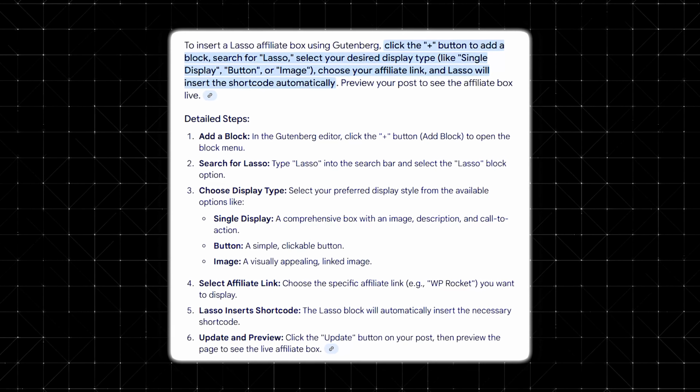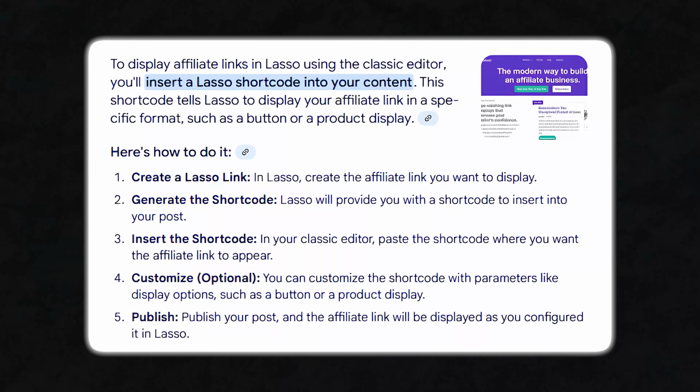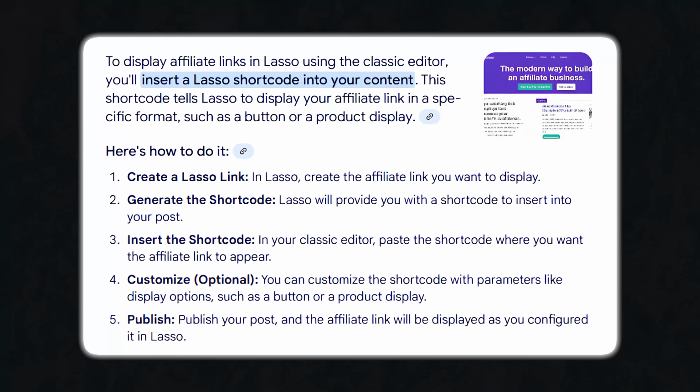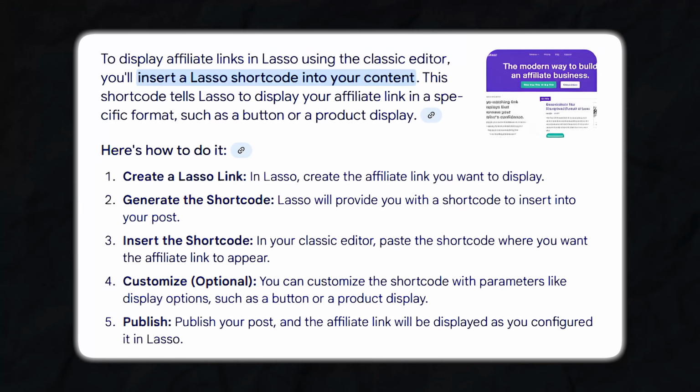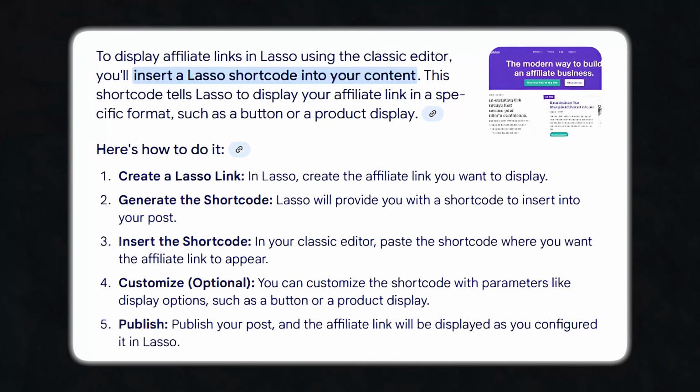Now, if you're a little bit old school using the classic editor, it's the same process. Just click the cactus icon in the toolbar, choose your display type, select your link, and hit add. Lasso handles the shortcode for you. All you have to do is write the content.